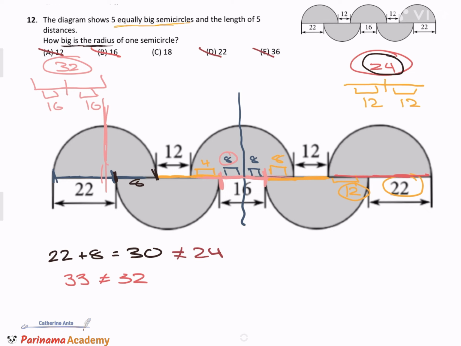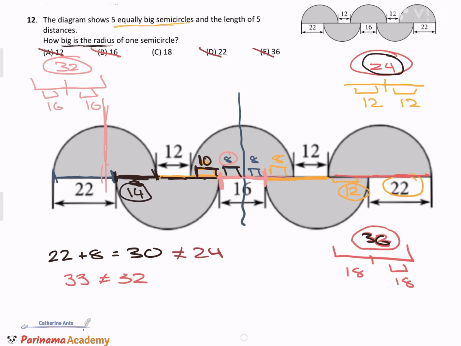So if C is our answer, so the radius is 18, that means that the diameter would be twice the radius, 36. So, let's see, we have 8 here, so that must mean that 18 minus 8 over here would be 10. So we have 12 plus 10, so that would be 22. So 36 minus 22, which means this area would be 14.